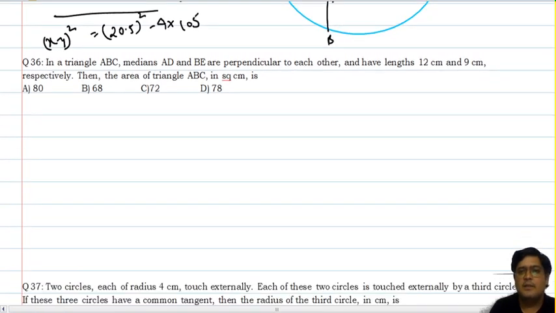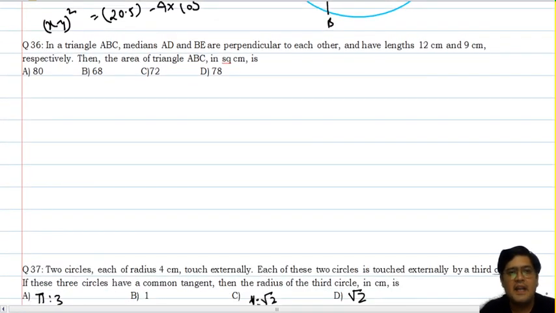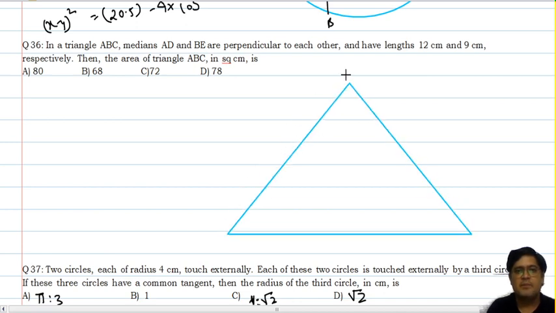In a triangle ABC, AD and BE are medians. AD and BE are perpendicular to each other and they have lengths of 12 and 9 cm respectively. Find the area of the triangle ABC. Okay, it does not say what kind of triangle we have, but medians are perpendicular. If this is the triangle ABC, median AD. See, medians are not perpendicular on sides, guys. They are perpendicular to each other.